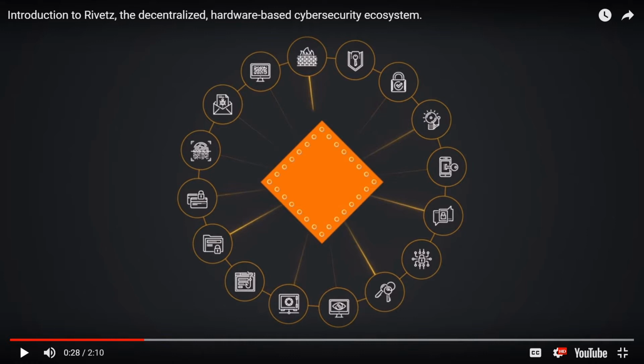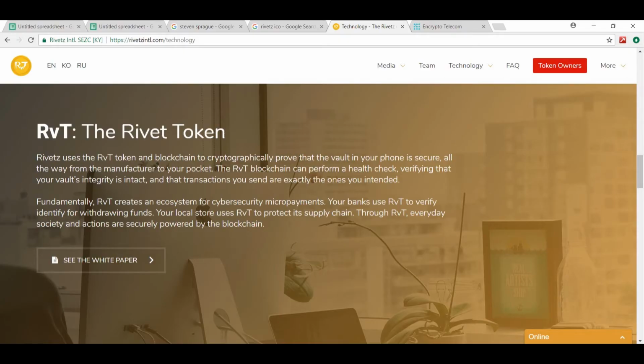they're leveraging this through blockchain technology and through the Rivetz token, providing the economic lubrication for the blockchain-based services that will be built around utilizing the TEE through Rivetz, and thus creating next-generation cybersecurity.